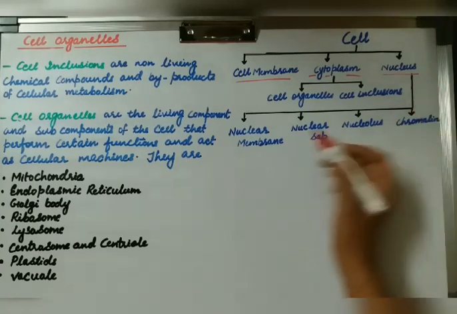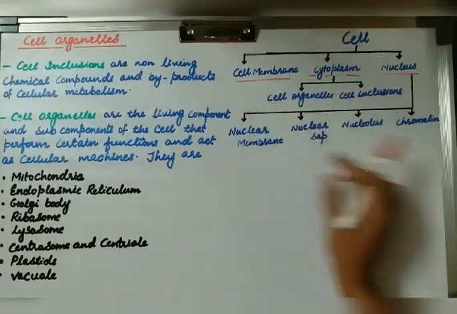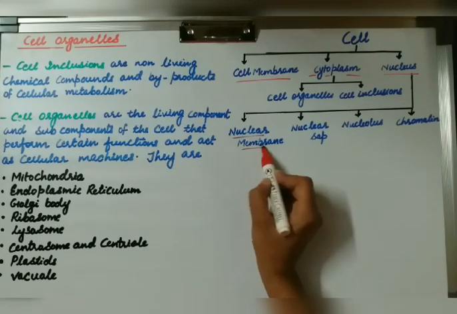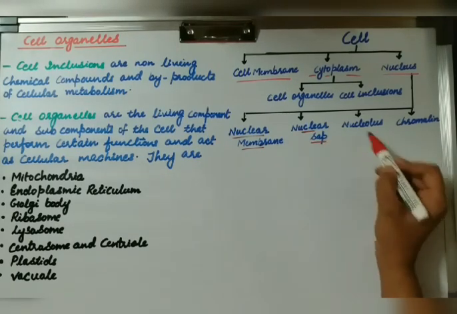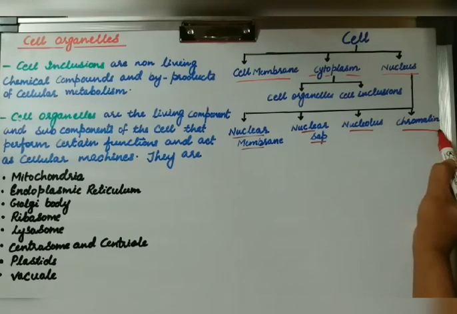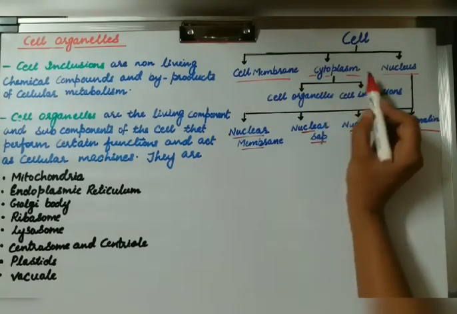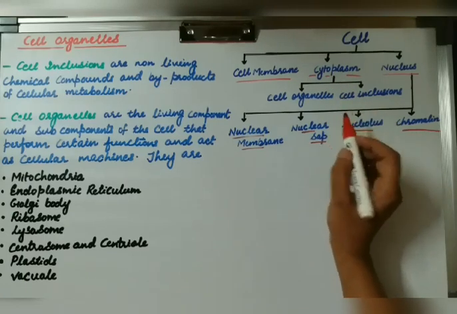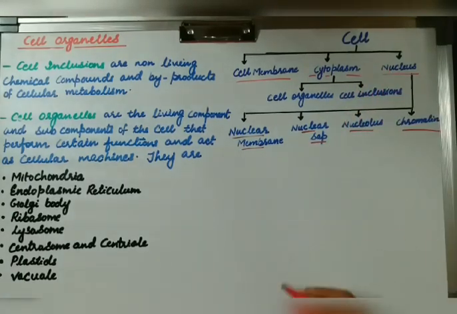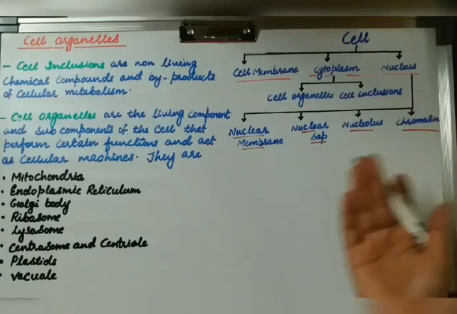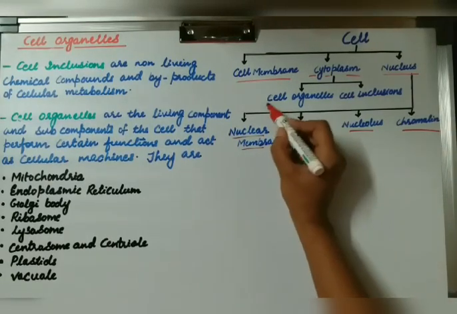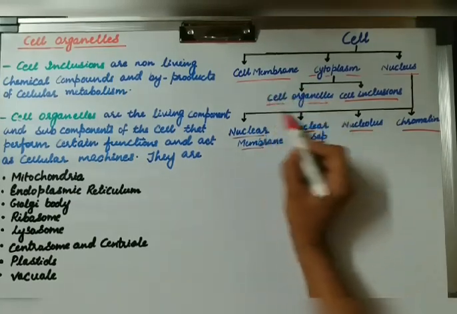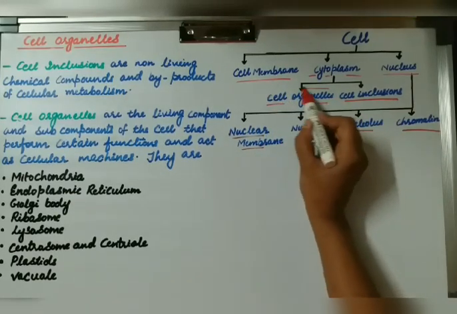The basic structure of the nucleus is again divided into four basic components: your nuclear membrane, then your nuclear sap, nucleolus, and the chromatin. Now here comes the jelly-like fluid substance, cytoplasm. In the cytoplasm, basically there are two things suspended in it. They are cell organelles and the cell inclusions. Today we will deal with the cell organelles only.